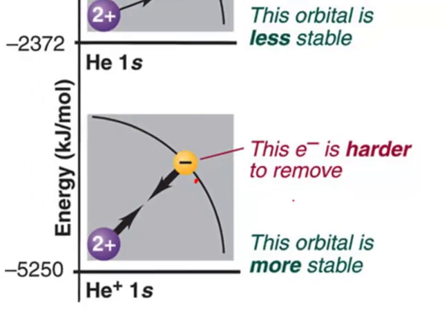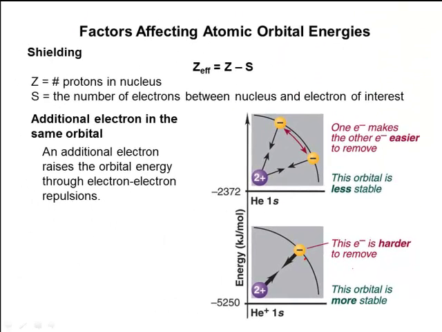Okay, so we have to worry about Z effective. We have to worry about the number of protons in the nucleus and shielding by electrons in the core. We then also have to worry about those repulsive forces by electrons in the same energy levels. All right, so keep those factors in mind when we start talking about these periodic trends.